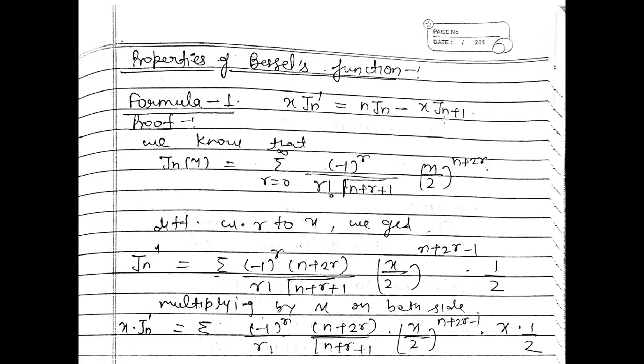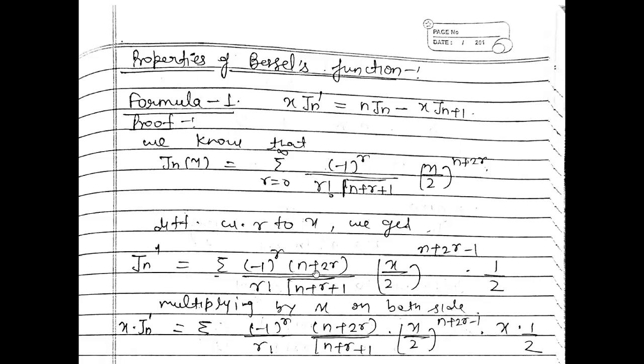So first formula, x into derivative of Bessel's function. That means the derivative of Bessel's function, n Jn minus x Jn plus 1. That means we will prove this one. So we know that Jnx value, right? And we need the differentiating value here. So first write Bessel's function here, right? This is your Bessel's function. Now differentiate with respect to x, because we need a derivative here. So just to find the derivative, differentiate with respect to x.